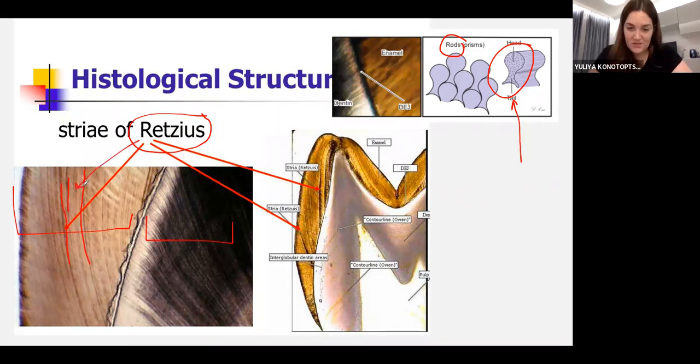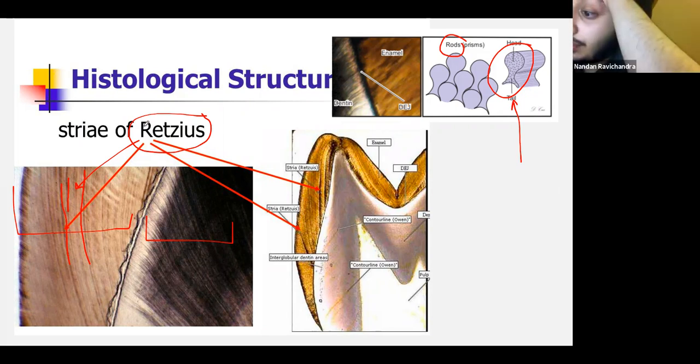What are the lines of Retzius? Take a look at your rods, right? So I put my rod here, here, here, here. There are lots of rods next to each other, right? And then I make a section. How will those rods look like? They will look like a line because they're all next to each other. So what are the lines of Retzius? They are striations of enamel rods. They're striations of individual blocks of enamel. Does it make sense?